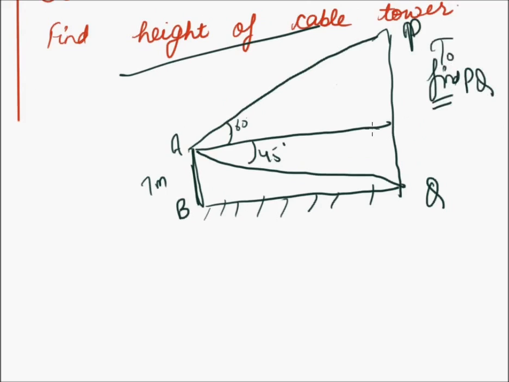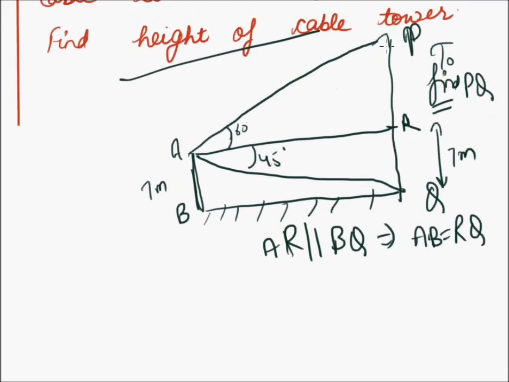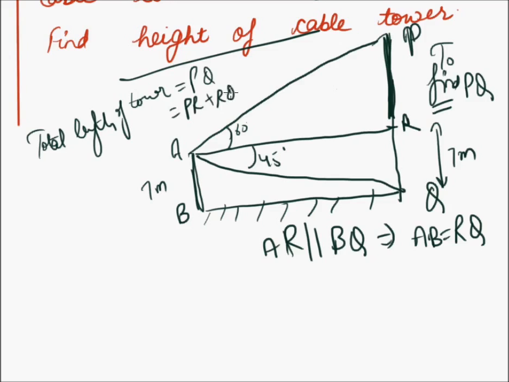Since A and this line say R, since AR parallel to PQ implies that AB equals RQ. Therefore RQ is known directly as 7 meters. Now we have to find PR, because the total length of tower is PQ, which is PR plus RQ. We know RQ from here as 7 meter, whereas if we somehow are able to calculate PR, then we can find the total length.